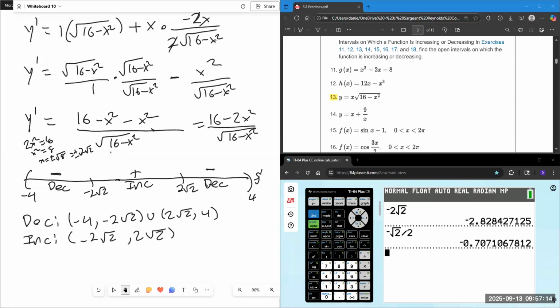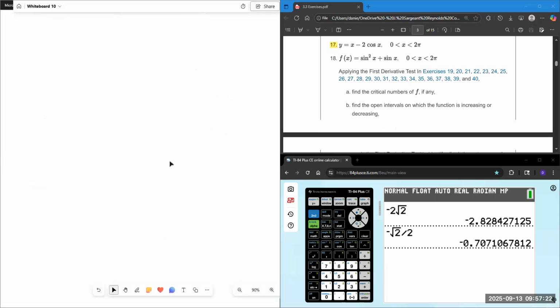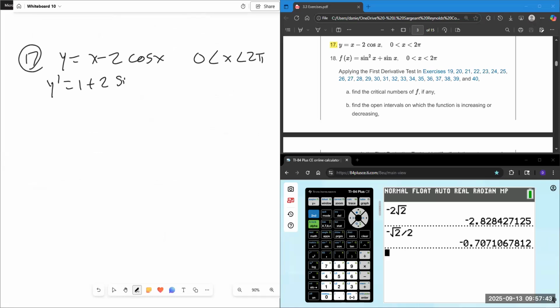Now at number 17. Y equals x minus 2 cosine of x, where x is between 0 and 2 pi, not included. So y prime is going to be 1 plus 2 sine x, and I'm going to set that equal to 0. 2 sine x is equal to -1, and sine x is equal to -1/2.